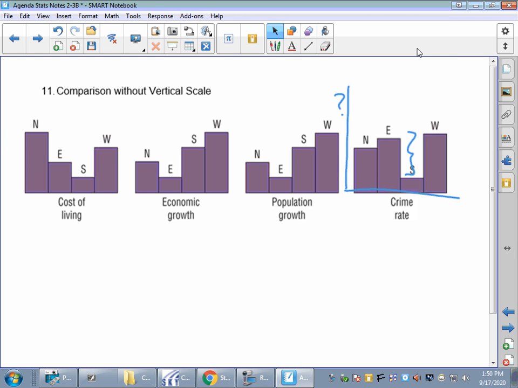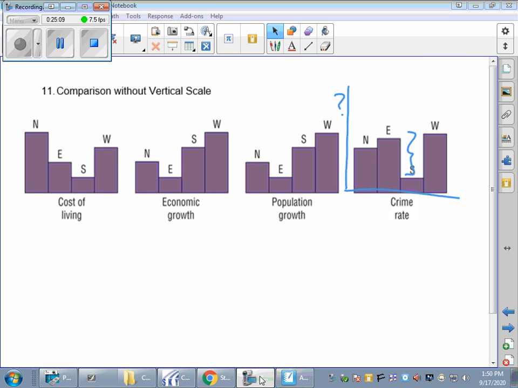So just watch out for those misleading graphs, misleading stats. That is the end of section 2.3b and the end of chapter 2.